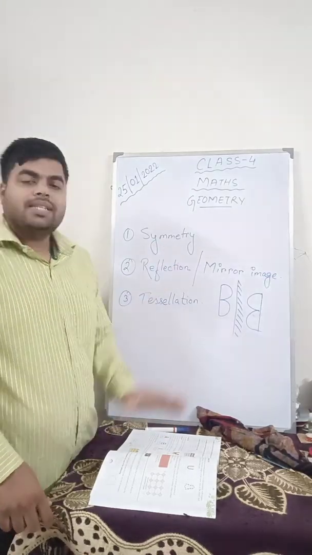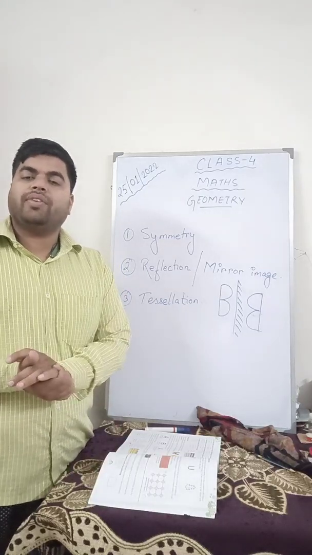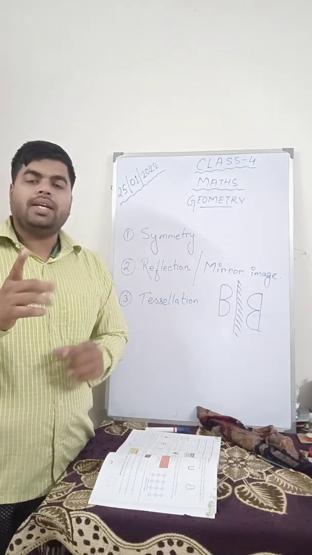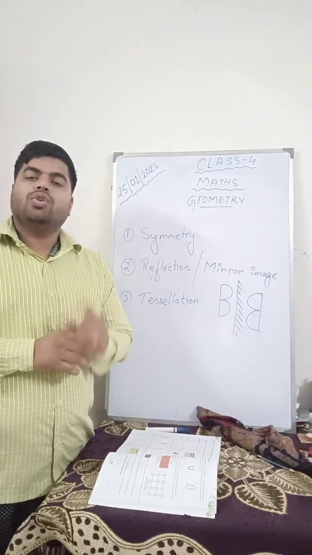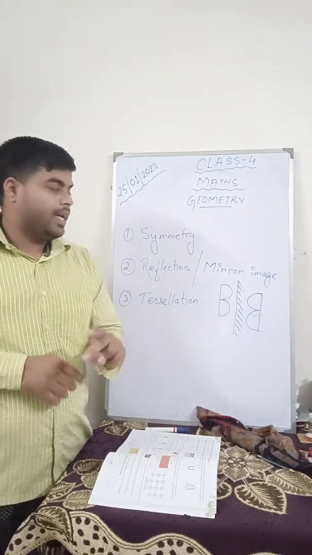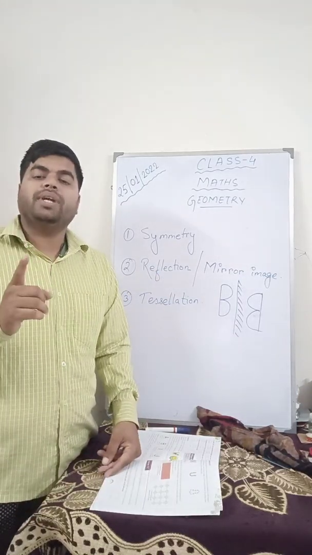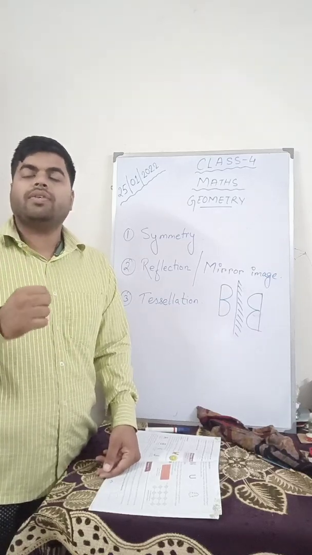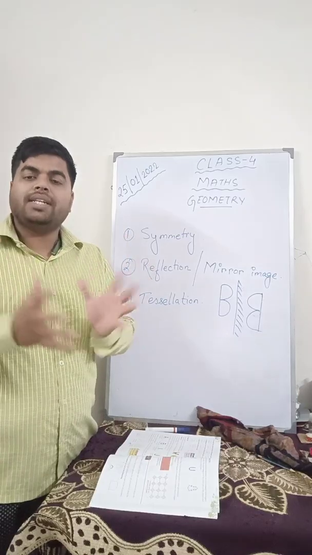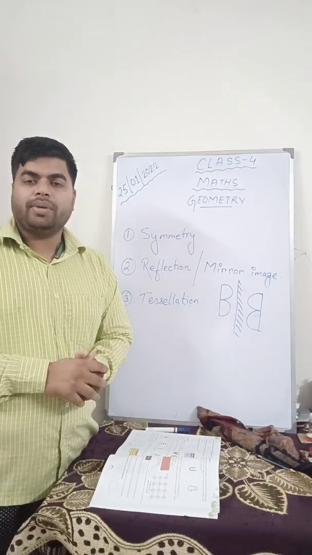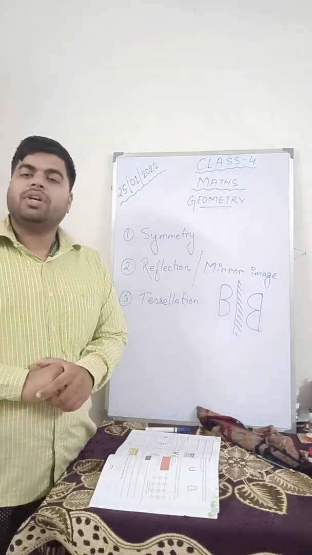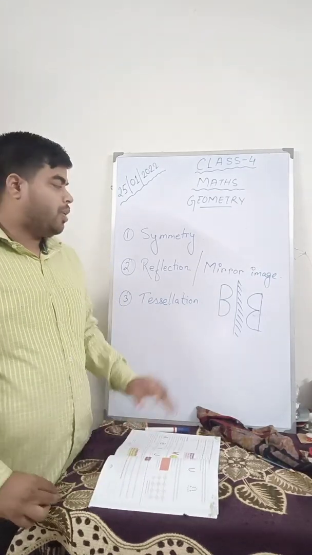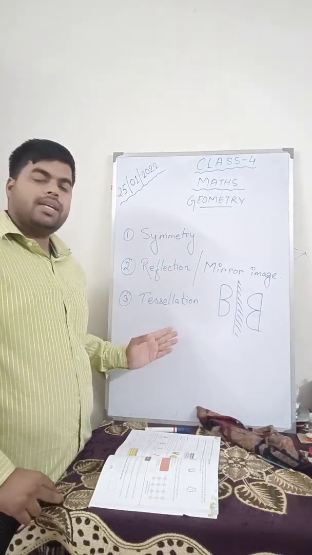So, what is symmetry? Symmetry is a line which divides the given figure into two equal and identical shapes. Remember, a figure will not necessarily have only one line of symmetry. Second, reflection. Reflection is the mirror image, the image that you see in front of the mirror. When you put any object, or yourself, in front of the mirror, whatever changes you see, that is the reflection. And tessellation is the arrangement of tiles on a flat surface. I hope all of you have understood lines of symmetry, reflection and tessellation.